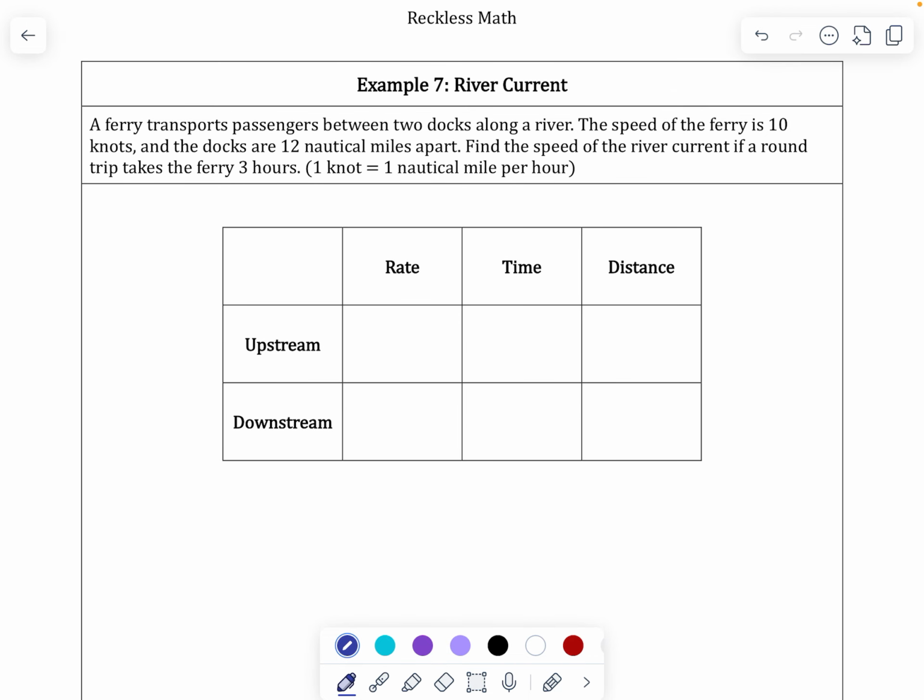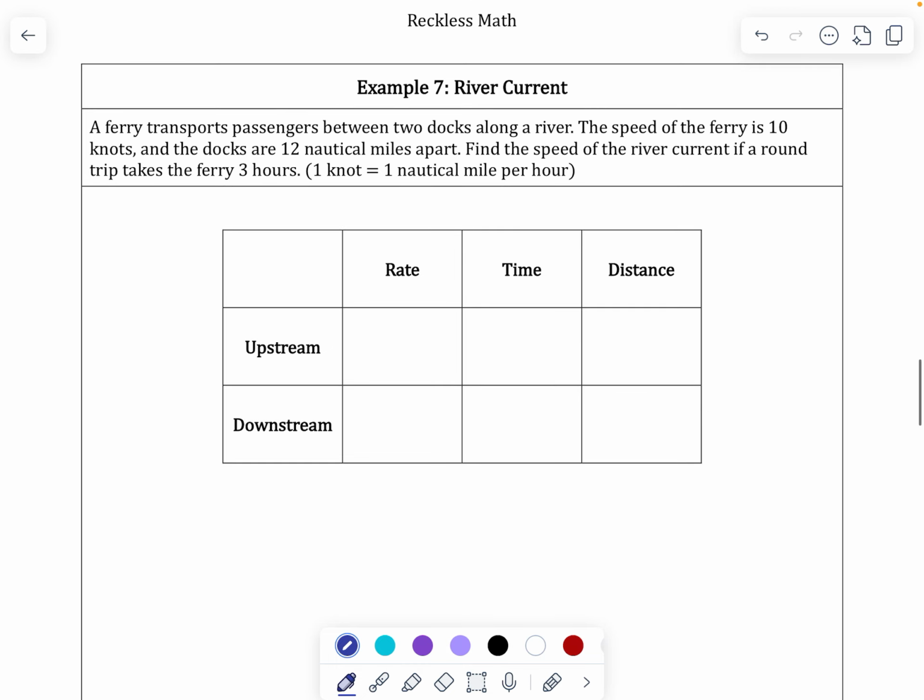Example 7, river current. A ferry transports passengers between 2 docks along a river. The speed of the ferry is 10 knots, and the docks are 12 nautical miles apart. Find the speed of the river current if a round trip takes the ferry 3 hours. And guys, don't be distracted by the units here. 1 knot is the same thing as 1 nautical mile per hour. So instead of doing regular miles per hour, doing nautical miles per hour, not a big deal. The math is still the same. It's just a different unit.